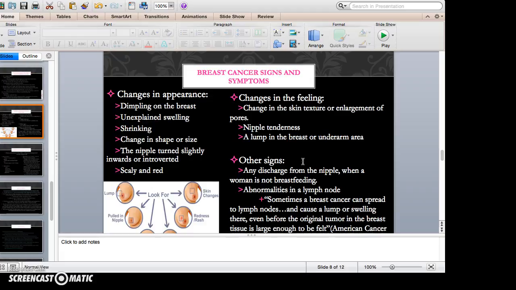Some signs and symptoms of breast cancer can appear in the way that the breast looks or feels. Some changes in appearance are dimpling in the breast, unexplained swelling, shrinking of the breast, a change in the shape or size, the nipple turning slightly inward or inverted, and any scaling or redness on the breast. Some changes that you can feel are changes in the texture of the skin of the breast or enlargement of pores, which can look kind of like an orange peel, nipple tenderness, or a lump on the breast or in the underarm area.